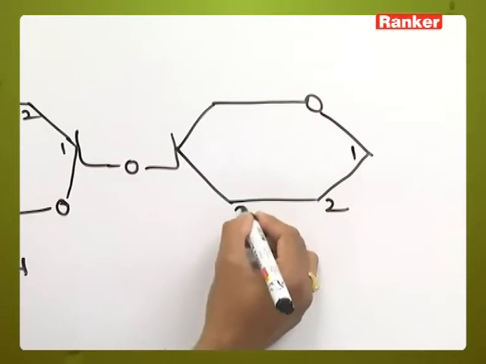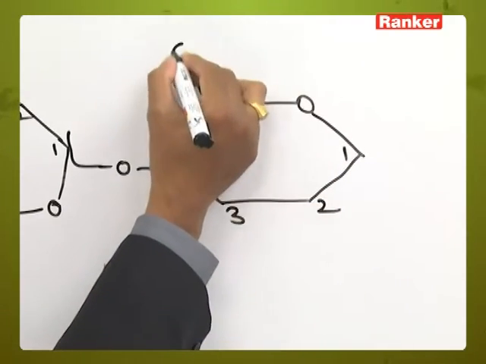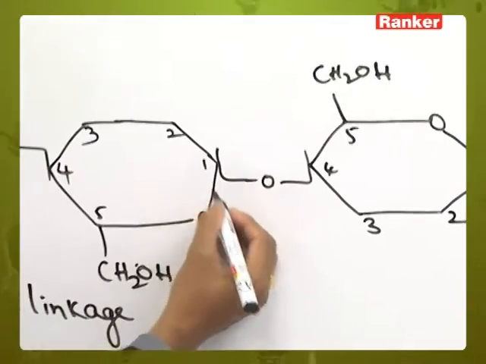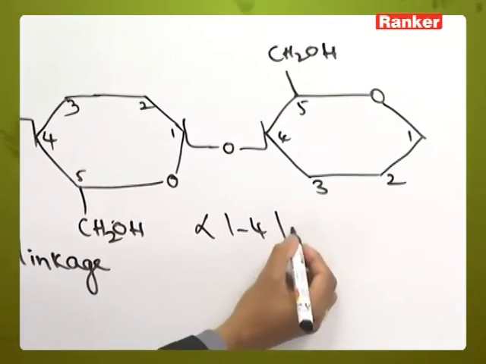So first carbon, second, third, fourth, fifth, once again the sixth carbon here. Once again here the glycosidic bond, that is the alpha 1,4 linkage, is formed.